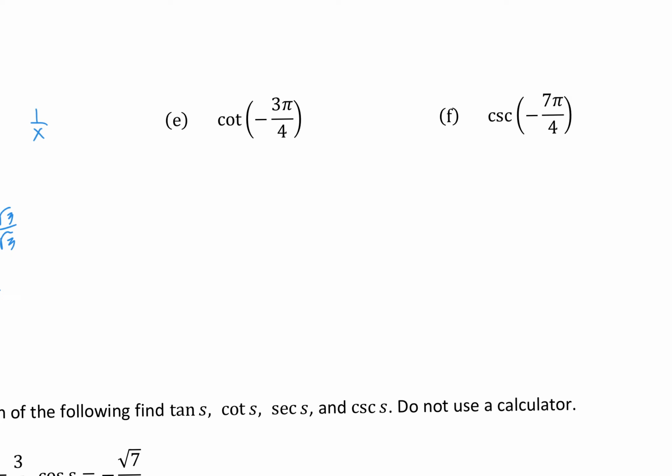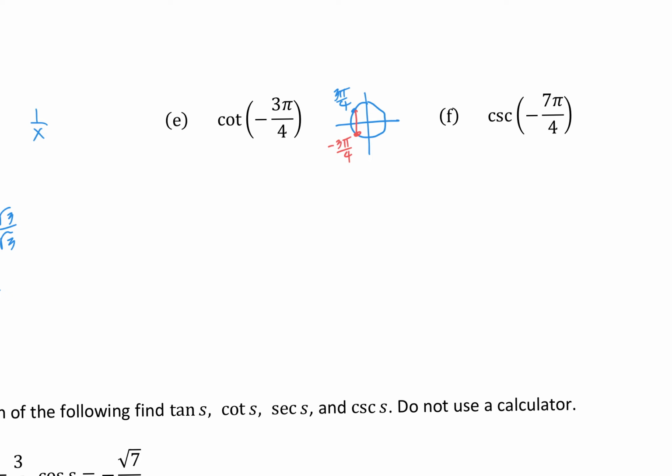So if you go to positive 3 pi over 4 on the unit circle, maybe I'll just draw one. Positive 3 pi over 4 is going to be in quadrant 2, and it's at the halfway point in quadrant 2. So whenever you want to find a negative, what you're going to do is reflect about the x-axis. So negative 3 pi over 4 is actually going to be in quadrant 3. And cotangent is the x value over the y value.